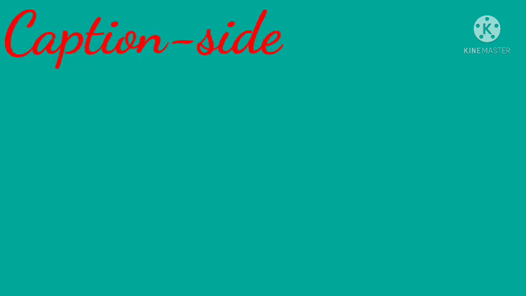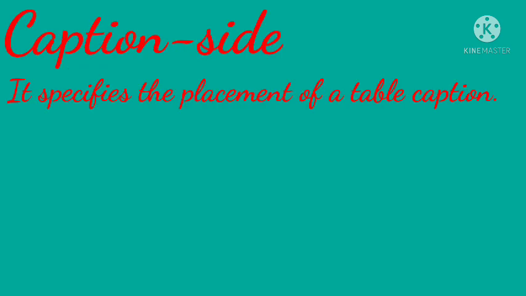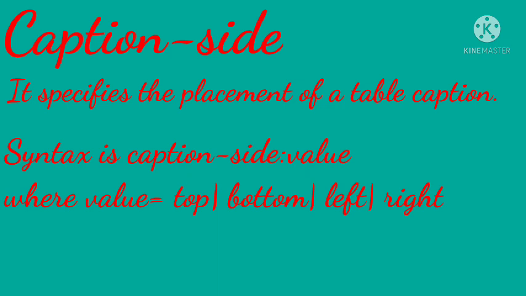The fourth property of table is the caption-side property. It specifies the placement of a table caption. That means the caption-side property puts the content of a table's caption on the specified side. Its syntax is caption-side value, where value is top, bottom, left, or right. For example, caption-side top.